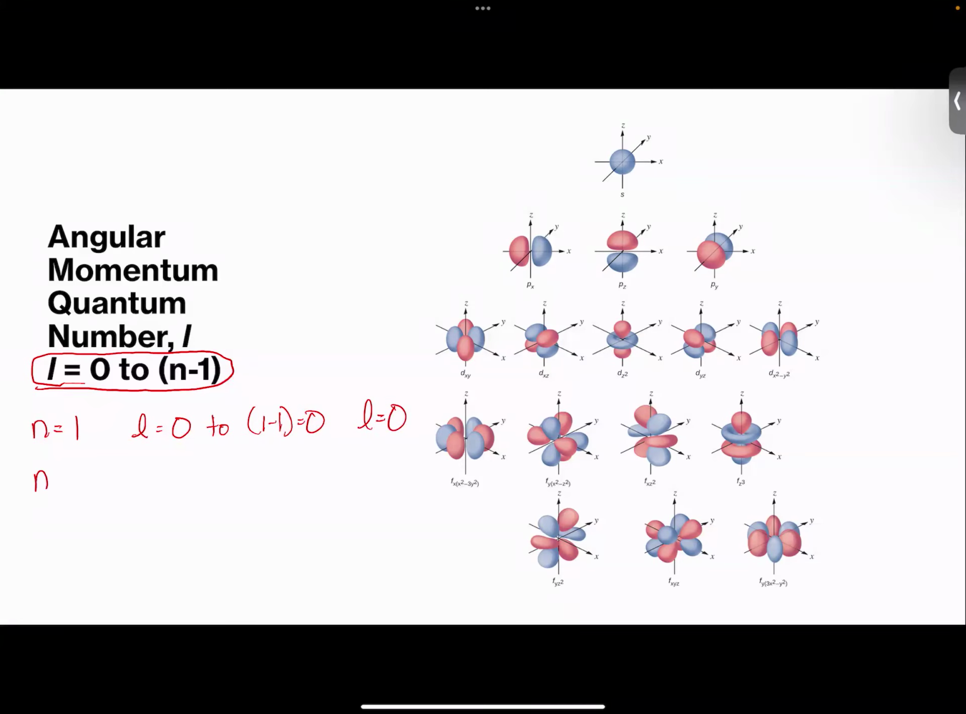If n is equal to 2, L can be equal to 0 to 2 minus 1, which is 1. So in other words, L can be equal to 0 and 1. I know these just represent numbers to you right now. But this is the formula you use to figure out L.